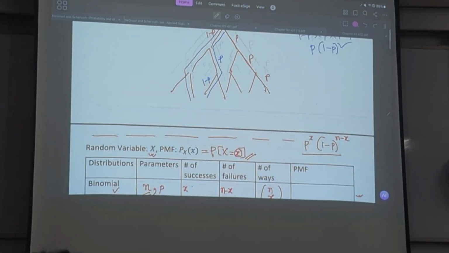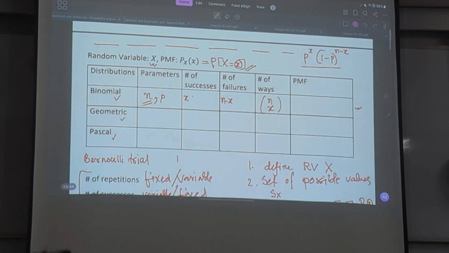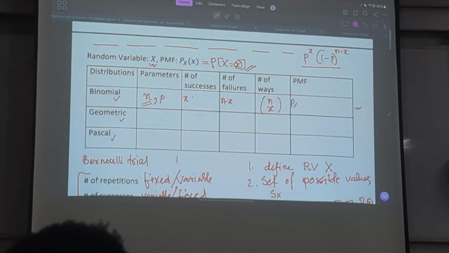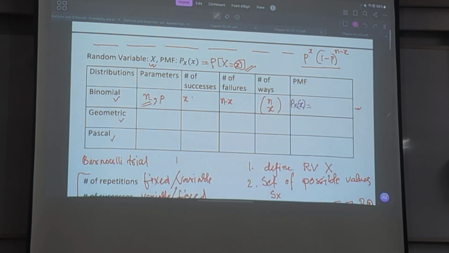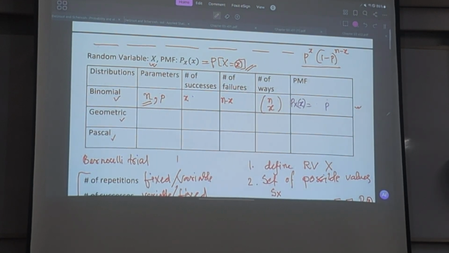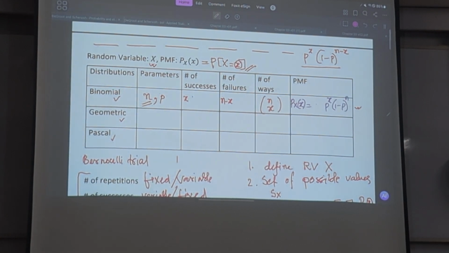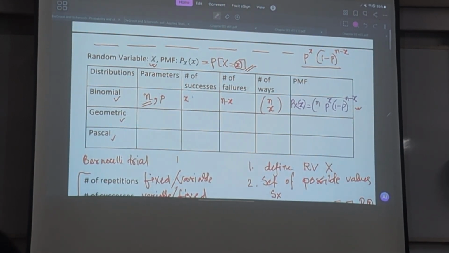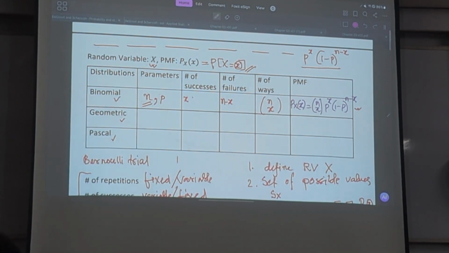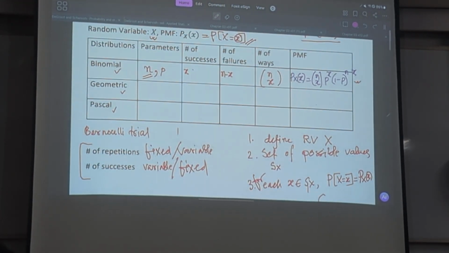So what we can write here, the binomial probability or PMF of x can be like what? It will be p to the power x times 1 minus p to the power n minus x. And how many ways can that occur? You understand this? Any questions?